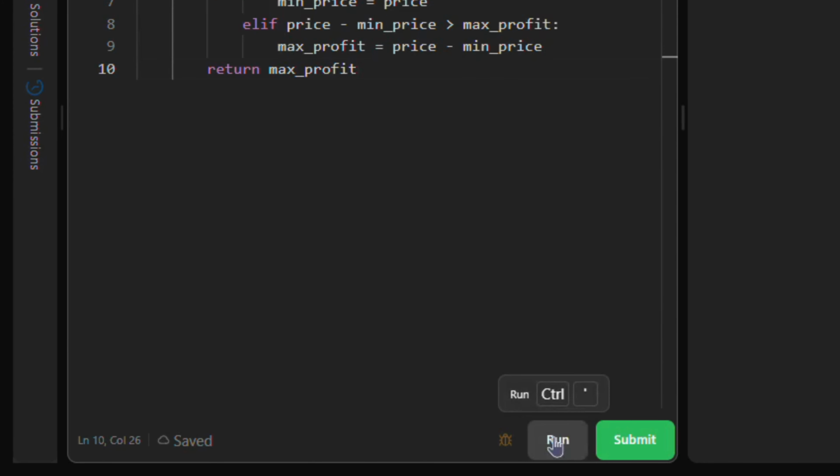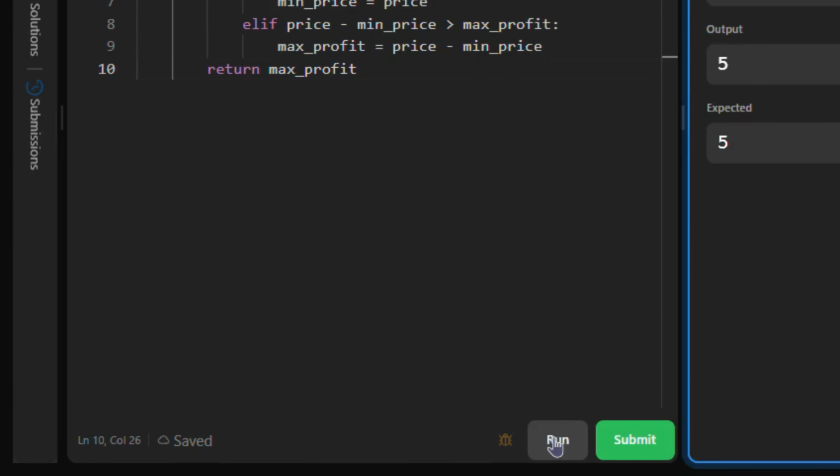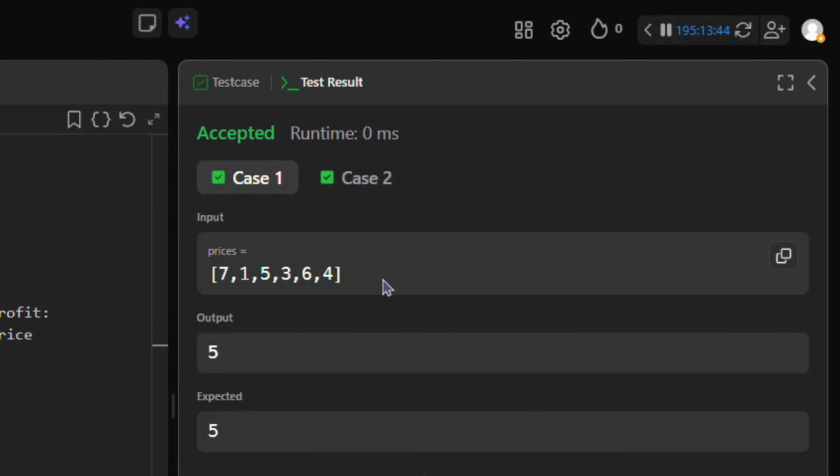Time to confirm this solution with the classic stock profit test case. Here's the input. Prices equals 7, 1, 5, 3, 6, 4. Each number represents the stock price on a given day, and the goal is to find the maximum profit from buying once and selling once later. Our algorithm tracks the lowest price seen so far and continually checks the best profit achievable if we sold today.